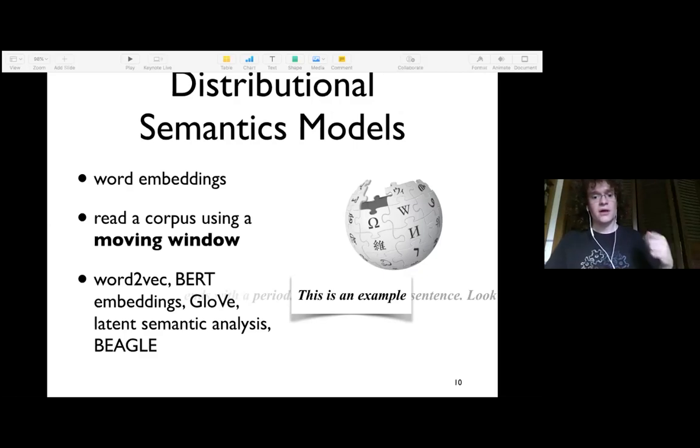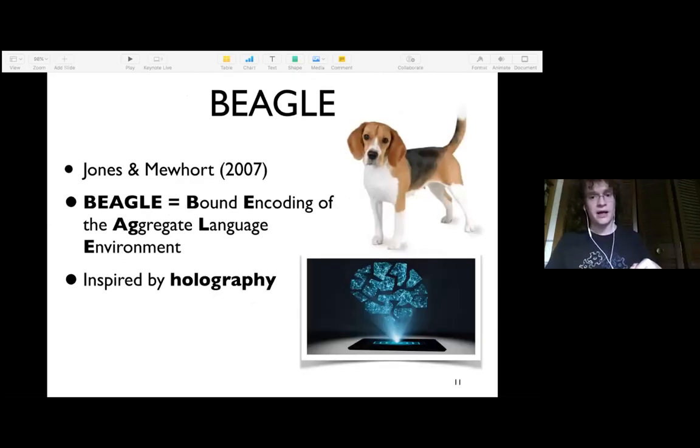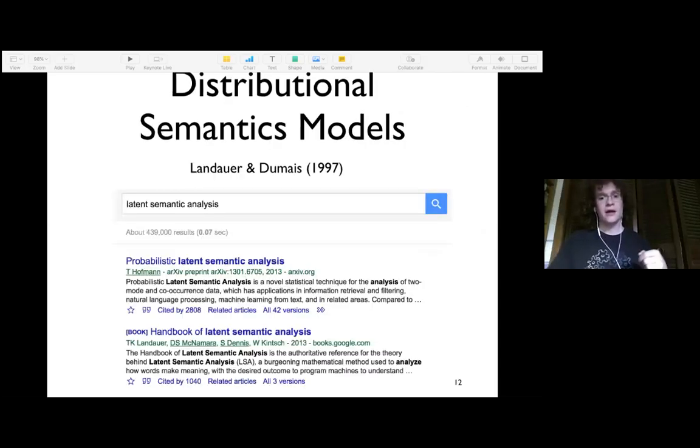So the one I'm going to be focusing on today is BEAGLE, which is based on holographic reduced representations, which were developed by Tony Plate. BEAGLE was developed by Michael Jones and Doug Mewhort in 2007. And basically, distributional semantic models have been enormously influential since the very first one, latent semantic analysis, came out.